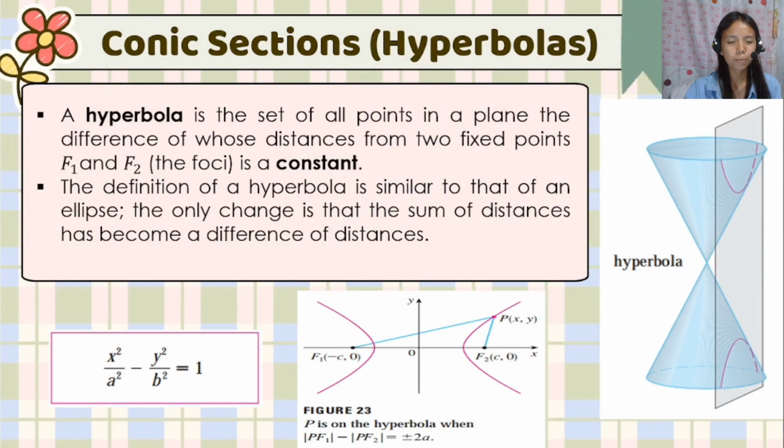Now let us move on to the hyperbola. A hyperbola is defined as the set of all points in a plane where the difference of distances from the two fixed points, the foci F1 and F2, is constant. So the hyperbola's characteristic is similar to that of an ellipse. However, instead of a sum of distances, we use a difference of distances. The standard form of the hyperbola is given by x squared over a squared minus y squared over b squared is equal to 1. P is on the hyperbola when, okay, you can refer to figure number 23.